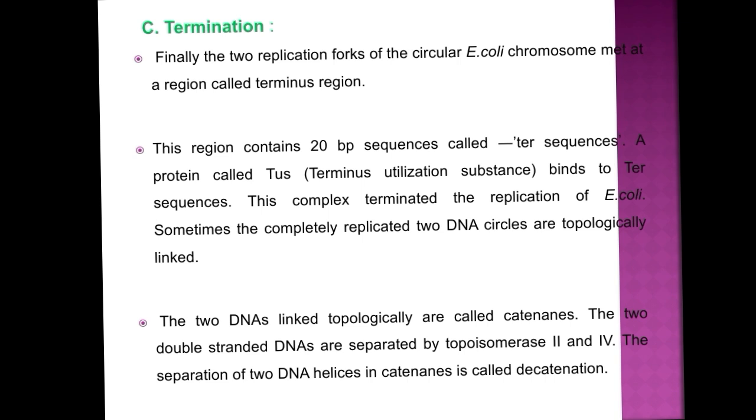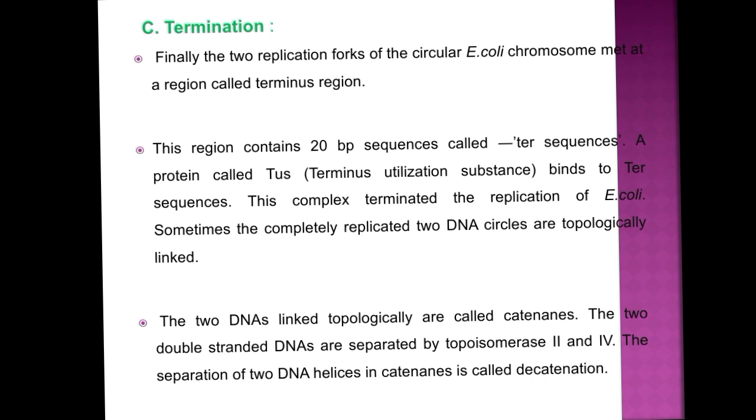Next one, the last one, is the termination process. Finally, the two replication forks of the circular E. coli chromosome meet at a region called the terminus region. This region contains 20 base pair sequences called Ter sequences. A protein called terminus utilization substance binds to the Ter sequence. This complex terminates the replication of E. coli.